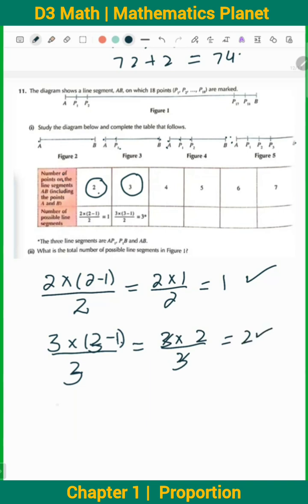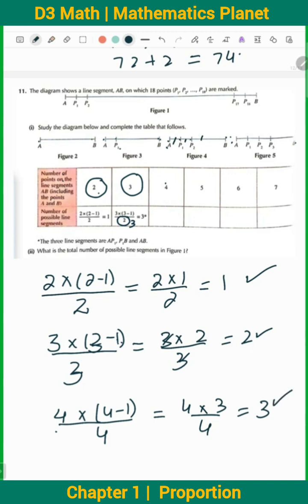Let's try for 4. If we write 4 times 4 minus 1, we should write 4 here too. So it would be 4 times 4 minus 1 is 3 by 4. Yes, now this is correct. So there is a mistake over here. There should be 3 over here, okay? Like this, you cannot get the correct answer. Now for 4 points, the line segments are 1, 2, 3. So this is the correct answer, right?